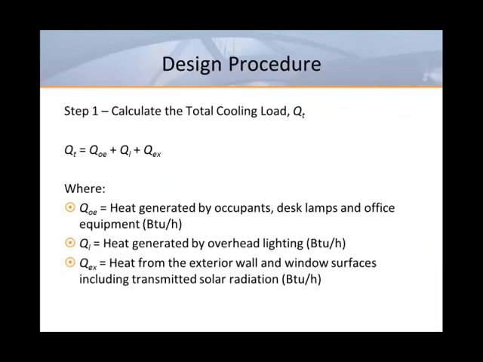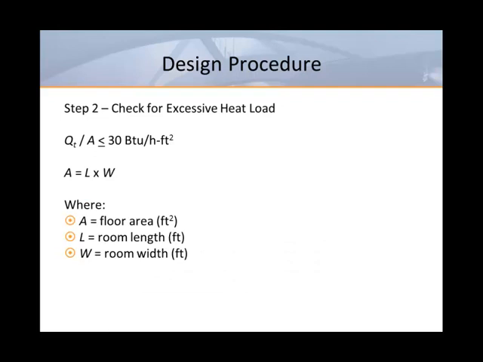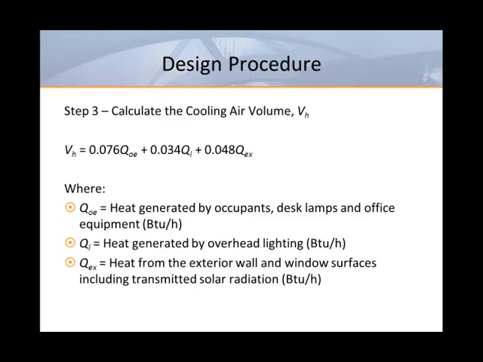Now let's look at a design procedure for displacement. First, we must determine the total cooling load. Then we need to look at our floor space and check to see if the total cooling load doesn't exceed 30 BTUs per hour per square foot. If that checks out, then we can proceed. Next, we must calculate the cooling volume that we'll need to handle the actual heat loads in the occupied zone. This calculation is, of course, based on ASHRAE Research Project 949.